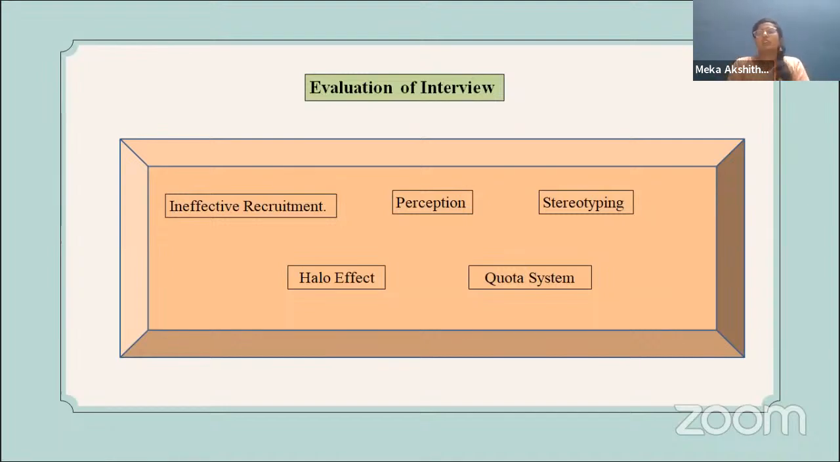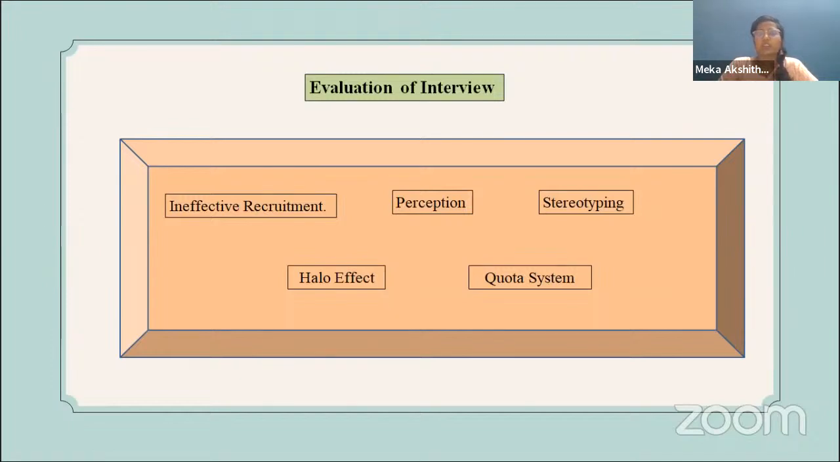So the organization or the interviewer taking the interview should be careful that even if they hold certain types of stereotypes, those stereotypes won't interfere in the interview process. If these stereotypes interfere with the interview process, then they might reject the right candidate. Our main aim is to select the right candidate for the right job.